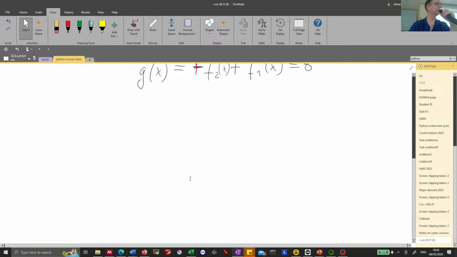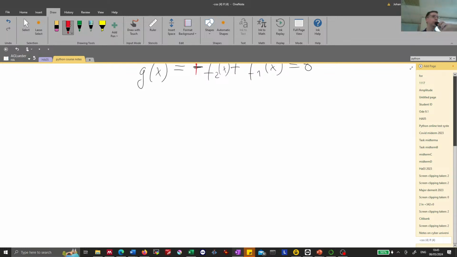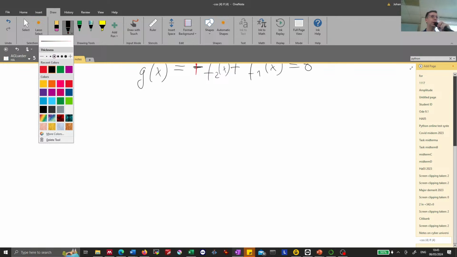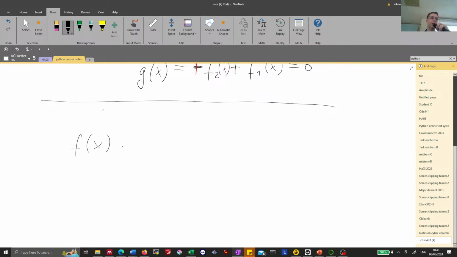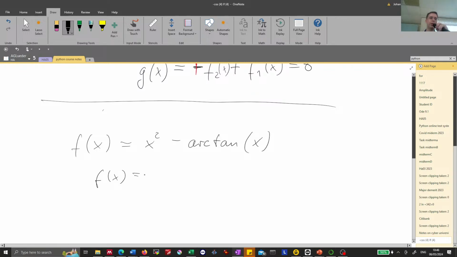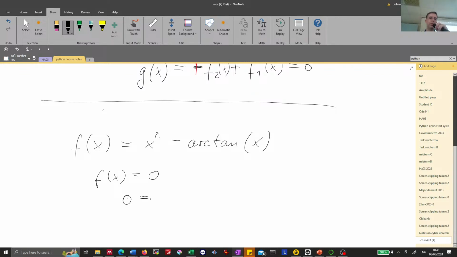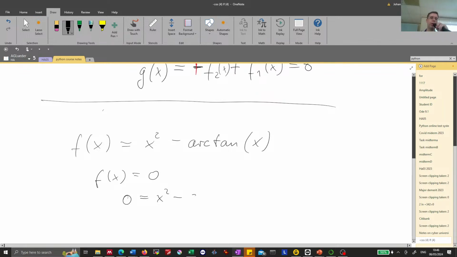Tell you a secret. If we fail, I would say it's not important, but it's not like critical, right? So sometimes failing is actually expected. So again, the handwriting is a little bit different than normal, because writing on the screen is always a little bit cumbersome. So this equation, we say f of x equals 0, right? Therefore 0 equals x squared minus arctangents of x.